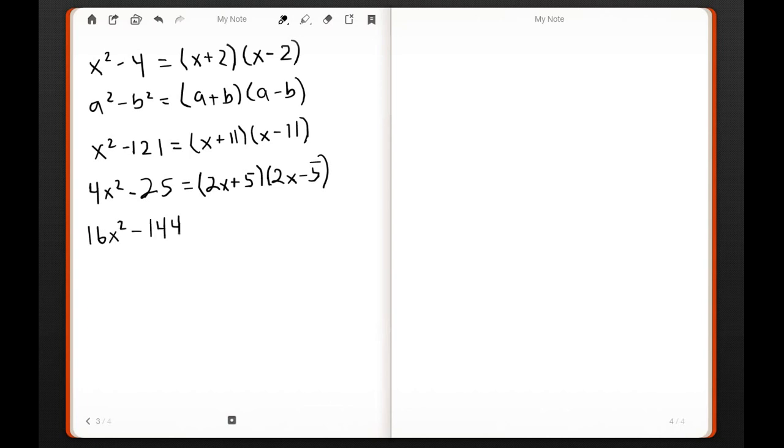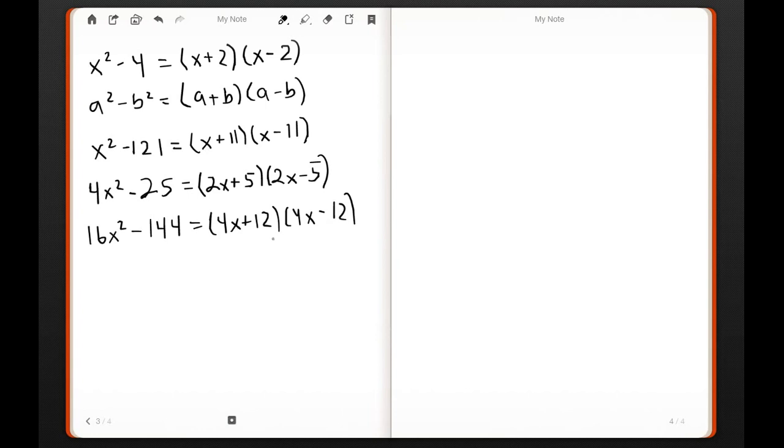Now for these, because there's only two terms, you don't have to check. There's no middle term. There's no x term, so you don't have to check to make sure it works first. If you see this, both the coefficients of x squared and the constant are both perfect squares, then you can do this method right away. Okay, square root of 16x squared is 4x plus square root of 144 is 12 times 4x minus 12.